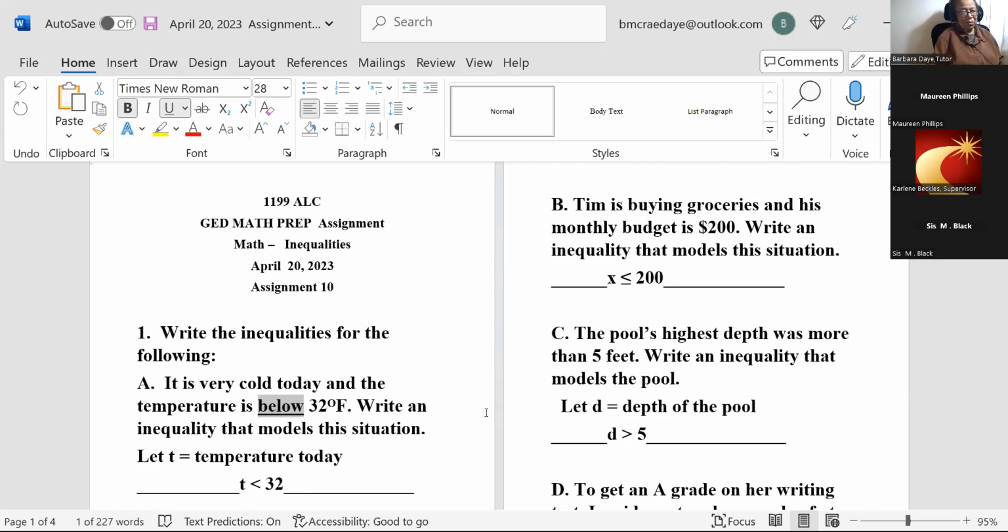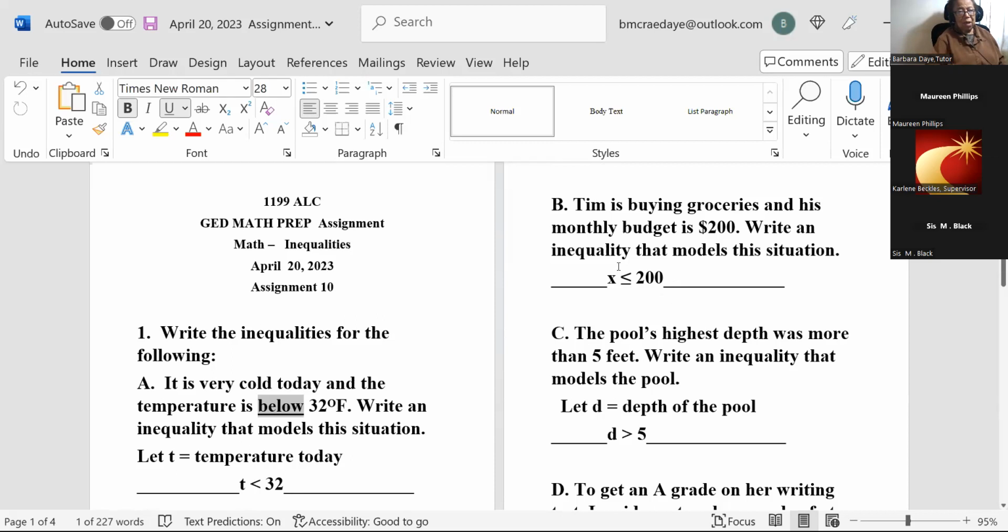B said Tim is buying groceries and his monthly budget is $200. An inequality that models the situation. So if his monthly budget is $200, he cannot go above $200, right? So you have to say X, Maureen chose X for her variable. X is less than or equal to 200.